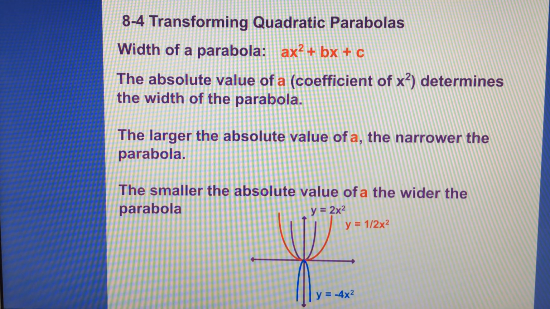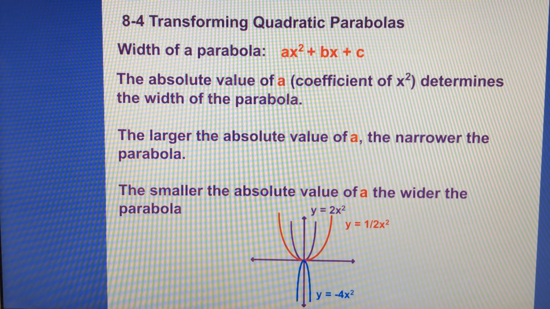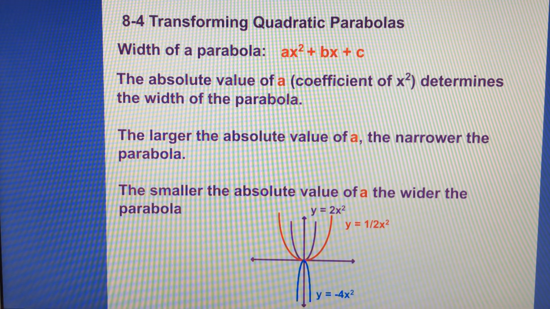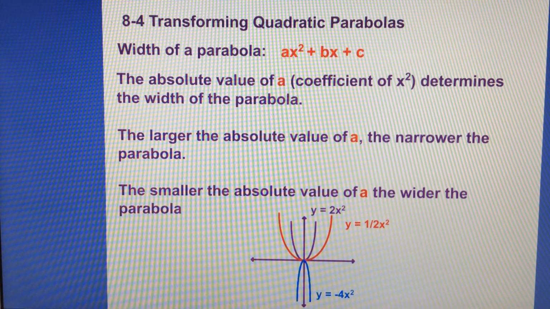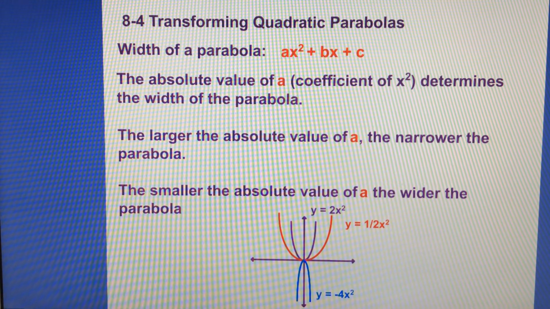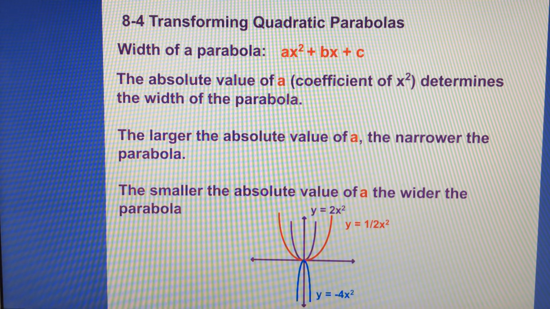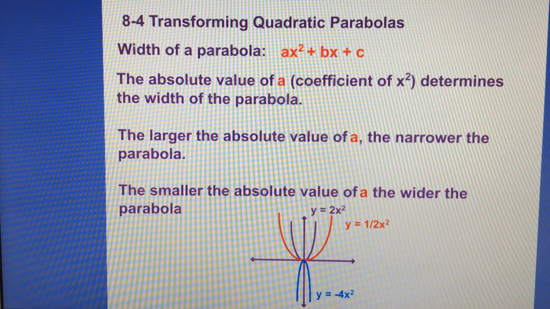The smaller the absolute value of a, the wider the parabola because it has more time to go up or down. And they're using absolute value because it doesn't matter if it's a positive or a negative, it's going to go up or down at the same speed. The negative just says it's going down.